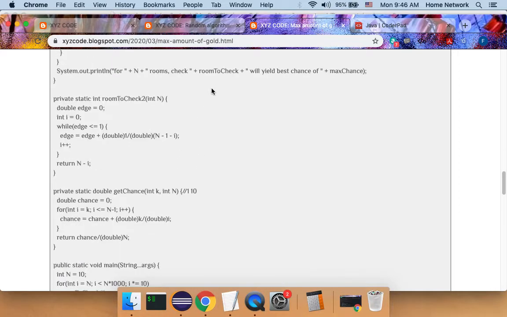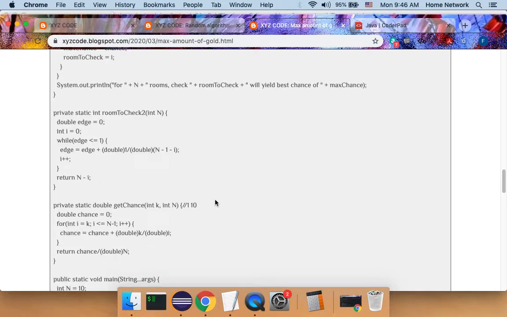So we need a better strategy. Here, as we can see, there is a sweet spot. If we check too few rooms, we didn't sample enough. If we check more than necessary, we are hesitant to take action. The chance will diminish. So this is a bell-shaped curve. We just check enough, then we take action. So we need to find this peak.